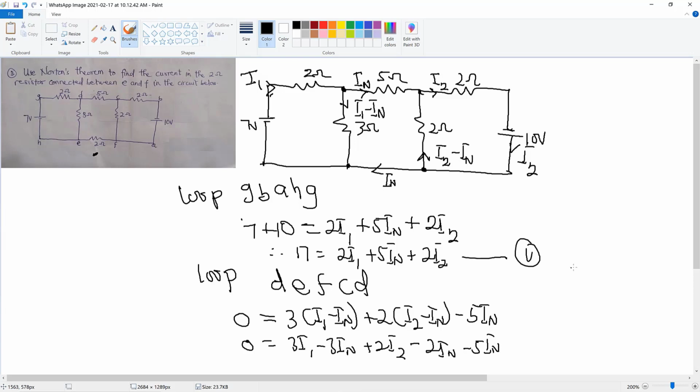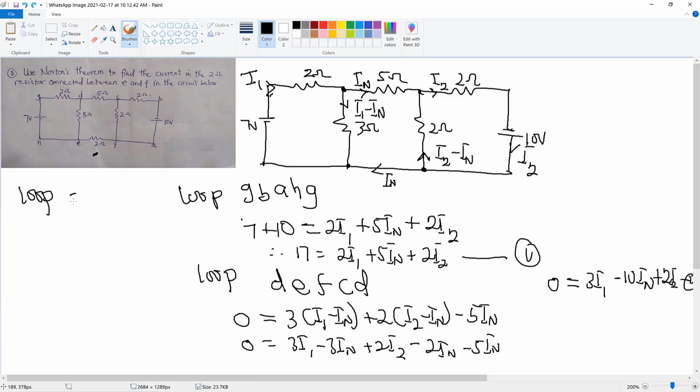Simplifying this, we have 0 is equal to 3I1 minus 10IN plus 2I2, and that gives us our second equation. So in order to find the third equation, as I said earlier, since we have three unknowns, we need three equations so we can solve them simultaneously.